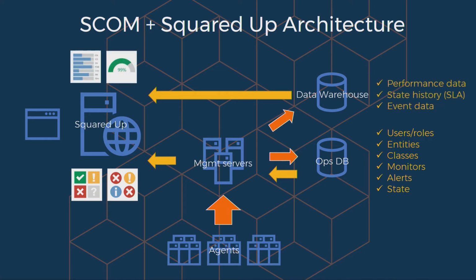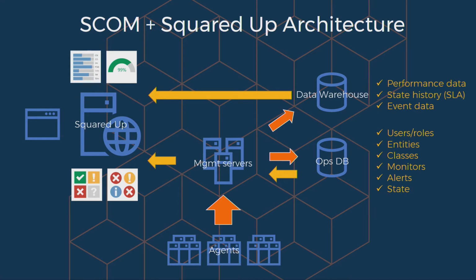But the data warehouse we then leverage for performance data, state history, and I'll come on to that in a second, and event data in theory if you're pulling that out via the SQL tile. But it's the performance data that's the key one. All of the performance data comes out of the data warehouse. So despite SCOM storing it in the OpsDB and the Ops console showing it from the OpsDB, we never pull performance data out via the SCOM SDK from the OpsDB. It all comes from the data warehouse. So anywhere where performance data appears on Squared Up, that's coming from the data warehouse, and your data warehouse performance is key.